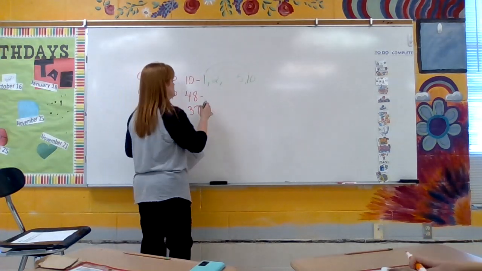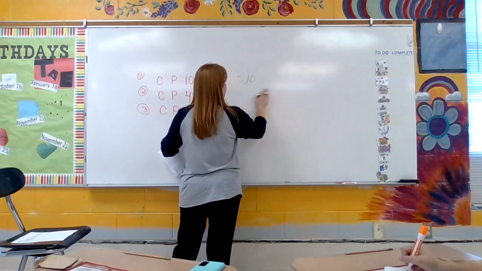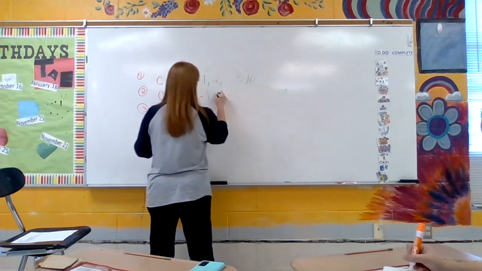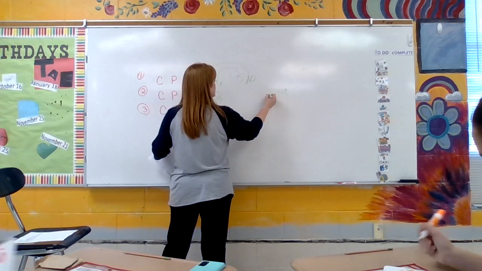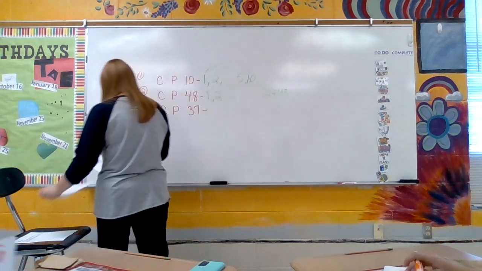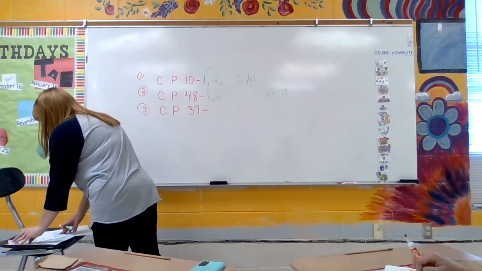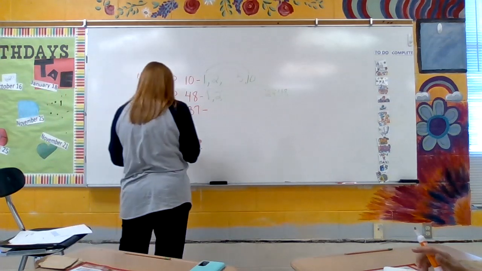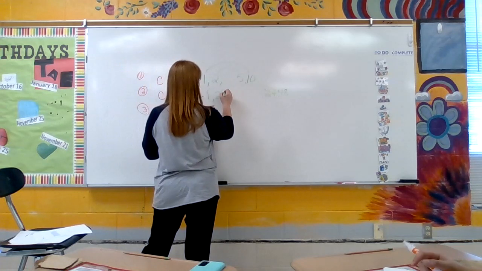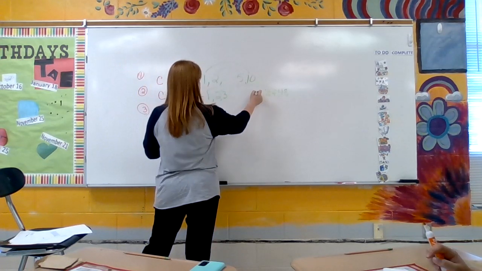All right, well, 48. What's our first set of pairs? 1 and 48. What's our next step? 2 and 24. What about our next one? All right, will 3 go into 48? 16 times.